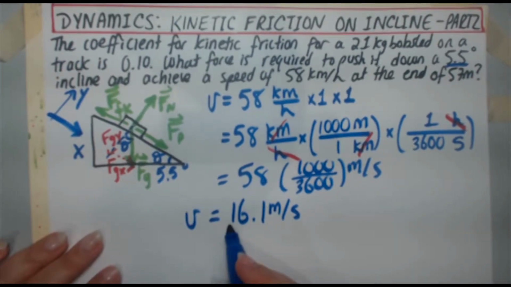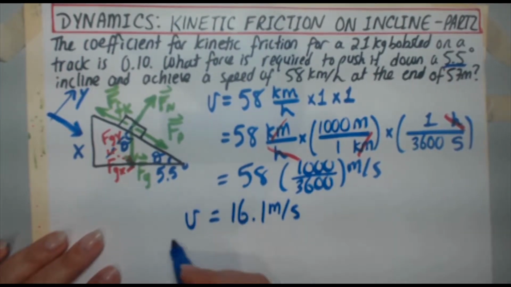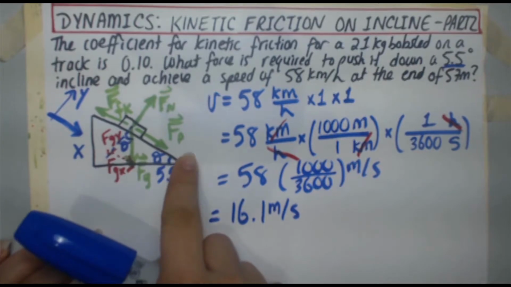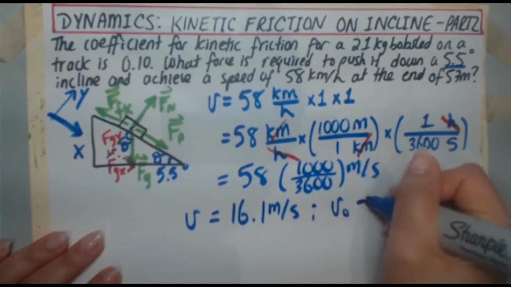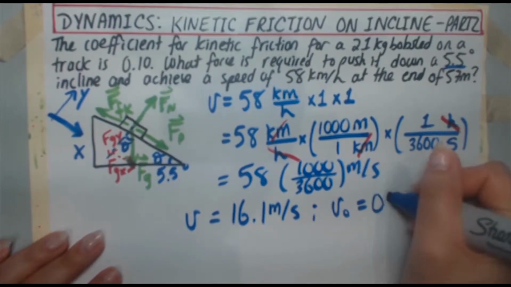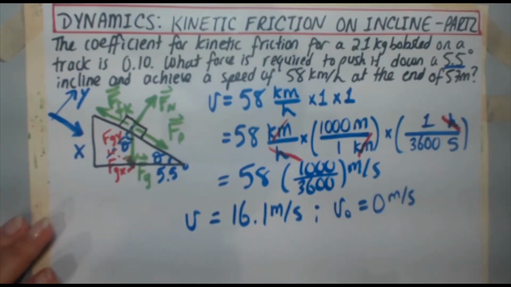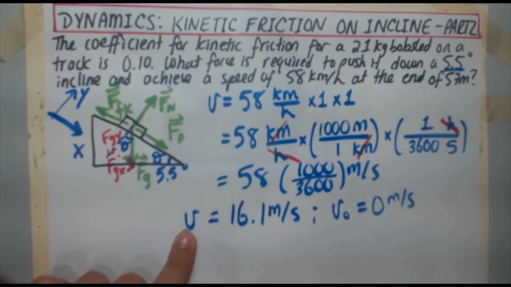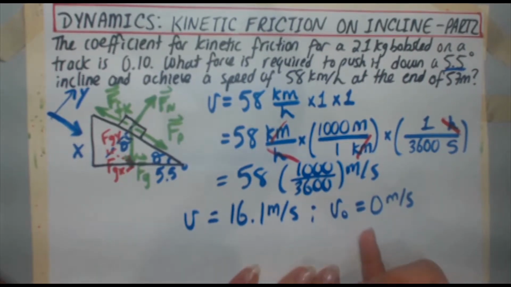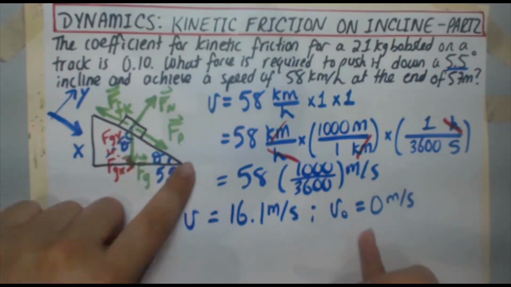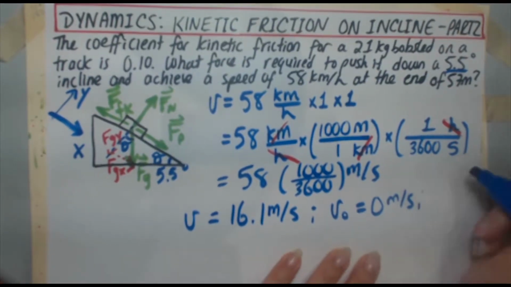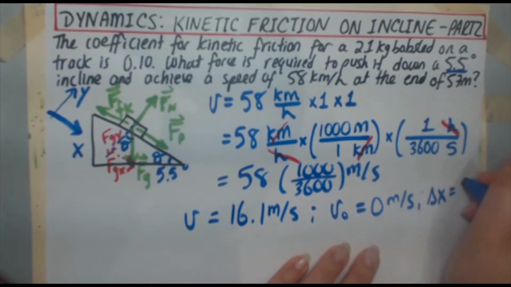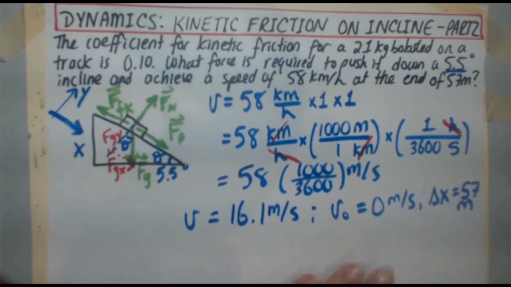And that is technically your V2, or your final speed, because you're making it to the end of the ramp with that speed. My initial speed, V0, is going to be 0, right? Because it's being pushed. So we've got V, 16.1, V0, 0, and we're also given the distance down the incline. Because that's in the positive x direction, I'll call that delta x. Delta x is equal to 57 meters.